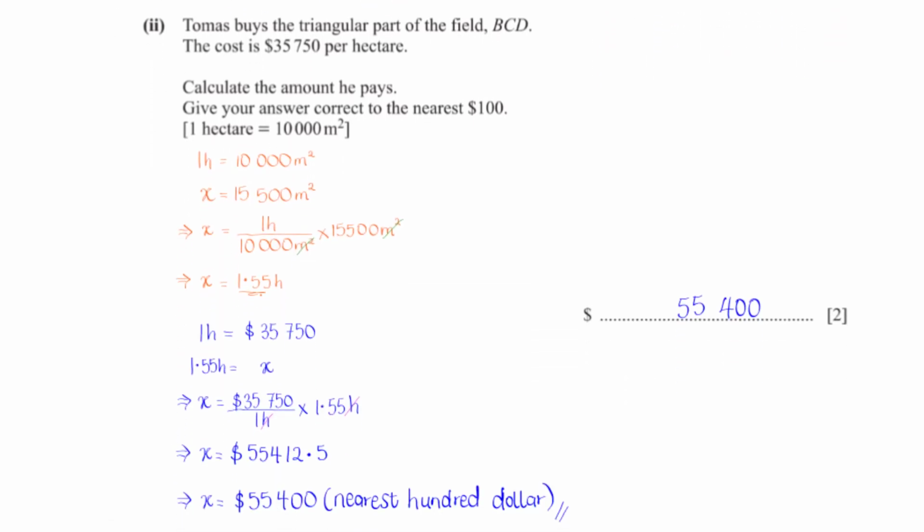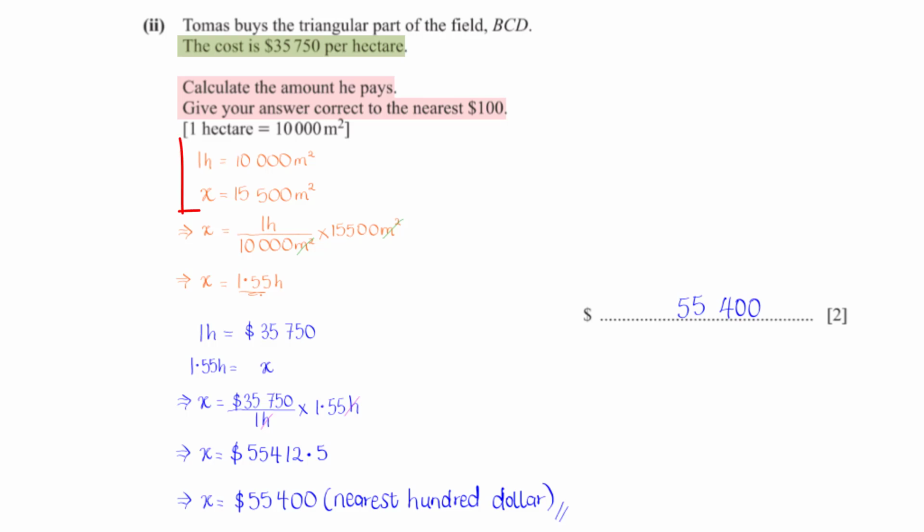Thomas buys the triangular part of the field BCD. The cost is $35,750 per hectare. Calculate the amount he pays. Give your answer correct to the nearest $100. Note that 1 hectare is equal to 10,000 meters squared.